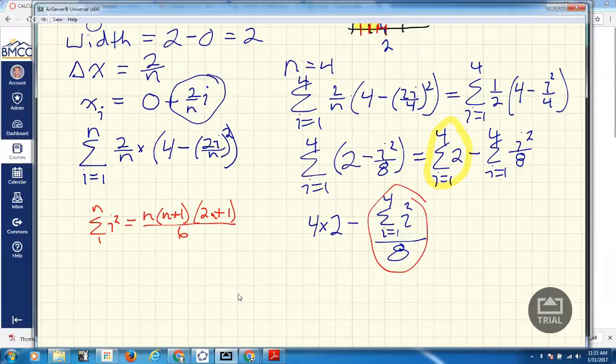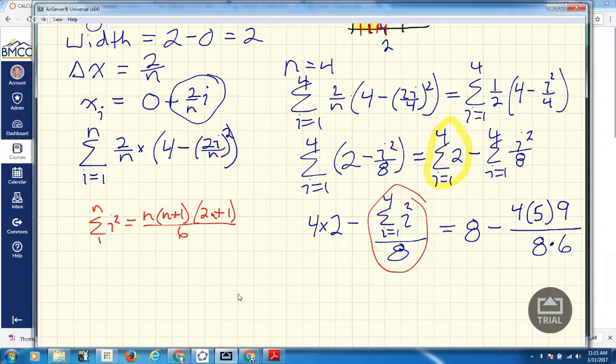So next, we're going to have 4 times 2 is 8. And then minus, 8 is in the denominator. And the sum of the i squared is going to be 4 times 4 plus 1, or 5. And then 2 times 4 is 8 plus 1 is 9. And that is all over 6. We can write it like that.